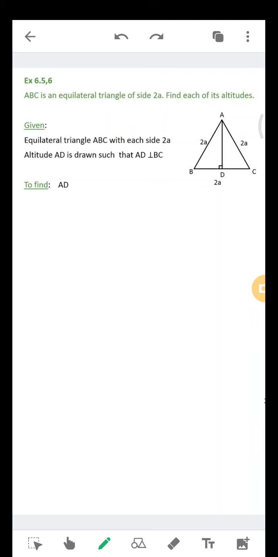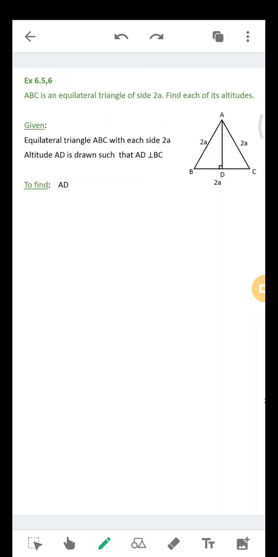Given is equilateral triangle ABC with each side 2A. Altitude AD is drawn such that AD is perpendicular to BC. Altitude is nothing but height of an equilateral triangle, and we can draw altitude in three different ways. We can draw altitude in this way or this way also. Okay, so we have to find the length of the altitude, that is the height AD, in terms of A.